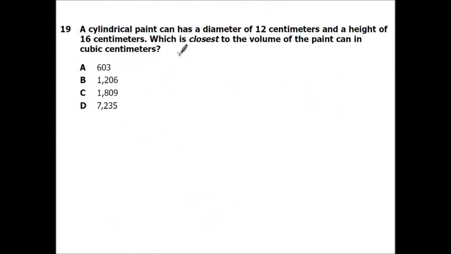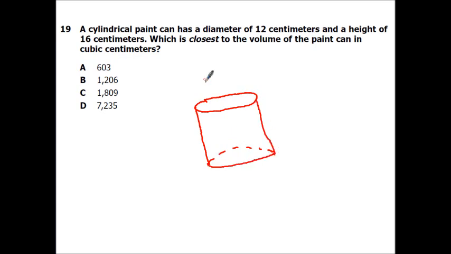All right, a cylindrical paint can has a diameter of 12 centimeters and a height of 16 centimeters. So if I had a paint can, so a cylinder, remember, it looks like this. And we had a diameter, so remember, diameter goes all the way across. And we said that that was 12 centimeters. And then it had a height of 16 centimeters.